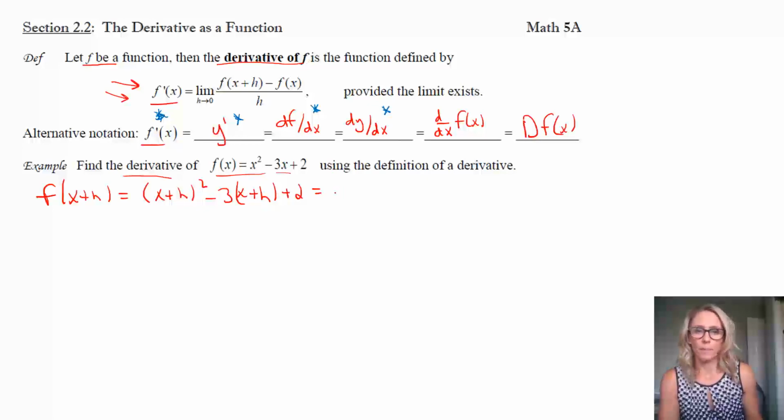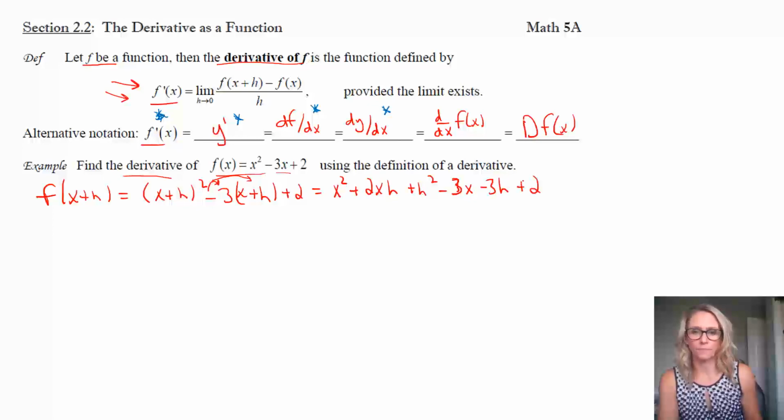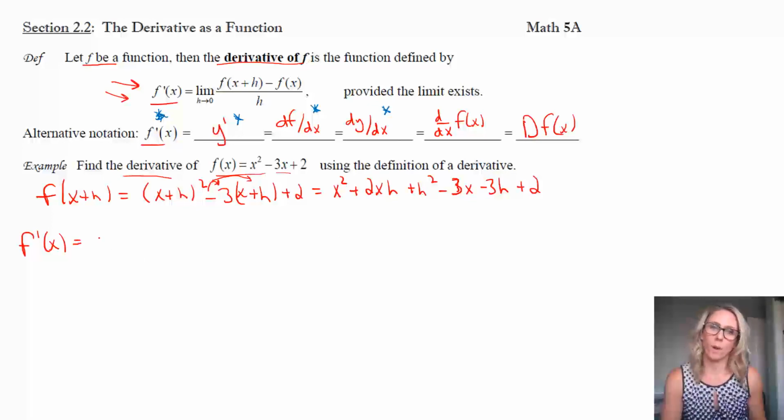We have this. I'm going to simplify it. I'm going to multiply out x plus h squared. So notice that's x squared plus 2xh plus h squared. And then we have our minus here. So minus 3x, minus 3h plus 2. And then what I can do now that I have that, that's the only thing I didn't have, now I can plug that into my f prime of x.